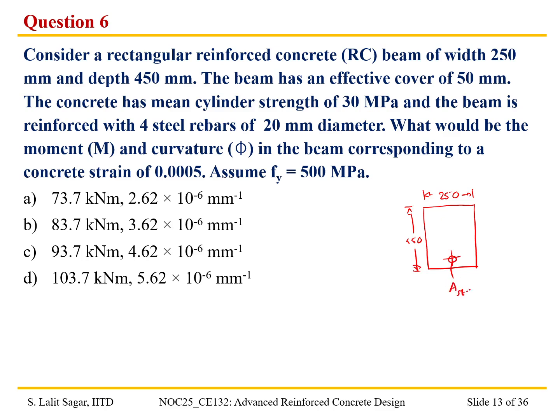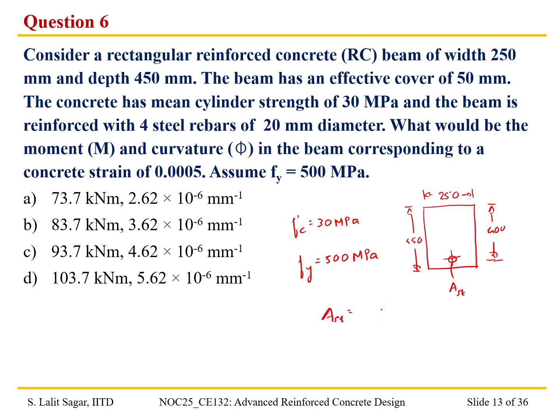We have the area of steel. We're going to calculate that. And the effective depth is 400 millimeters. Now we have F prime C is equal to 30 MPa and Fy is equal to 500 MPa. Okay. And let us calculate the AST now. That is the area of steel reinforcement.